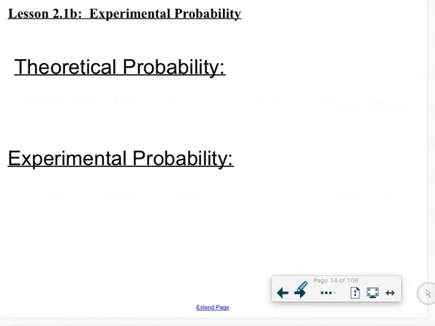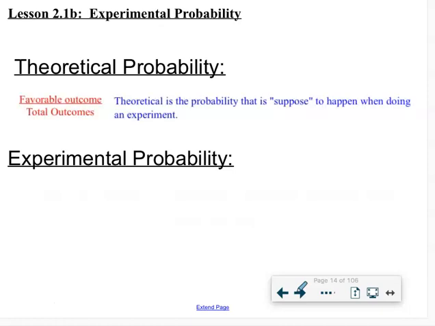Today, we're going to talk about this difference. Theoretical probability is what we just did with the marbles. It's also what we talked about yesterday. What we said is you want to divide what you want by what you have. It's the probability that's supposed to happen. It's not what necessarily happens, and that's what we're going to talk about today. So favorable outcomes go on top, total outcomes go on the bottom. So we have to be able to figure out how many ways something can happen.